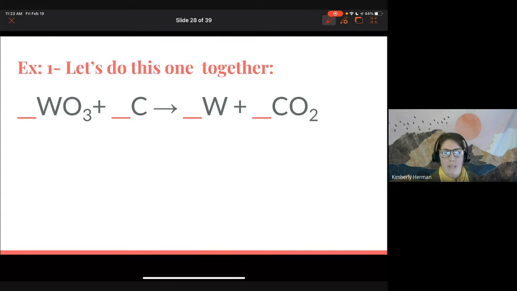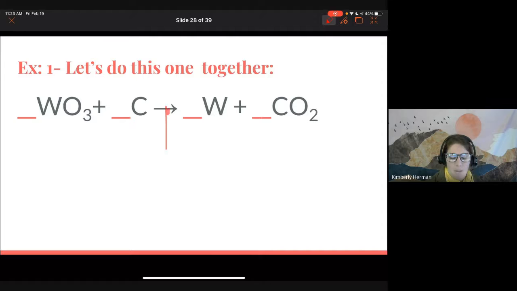So let's get started with our first example. We're going to do this one together, and you can see that the line in the chart of what you have is already put in. So we see we have WO3 plus C yields W plus CO2. W is just tungsten, and it's in the middle of our periodic table.